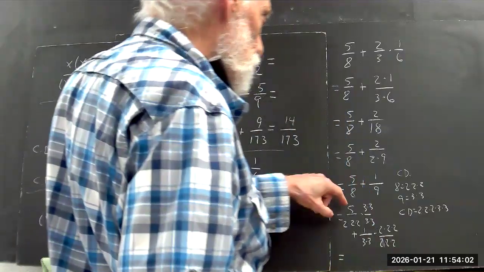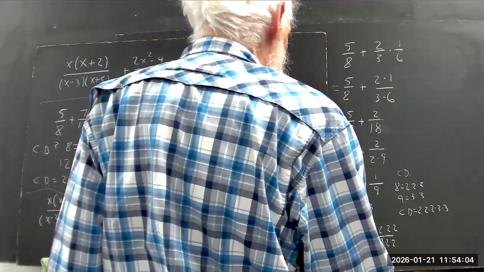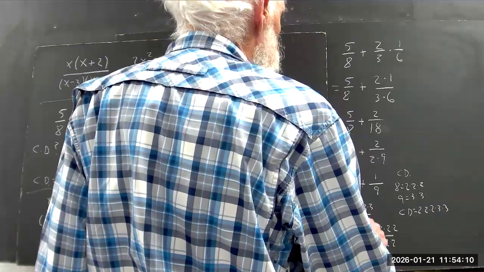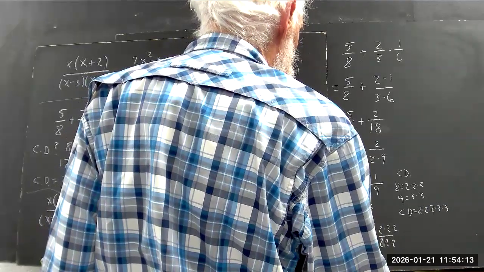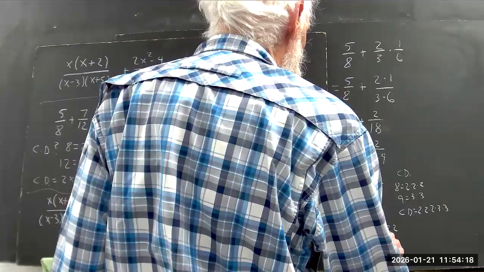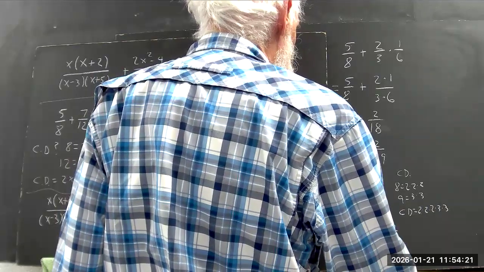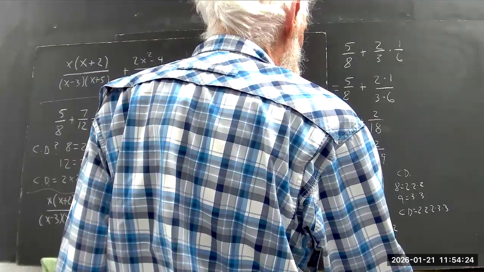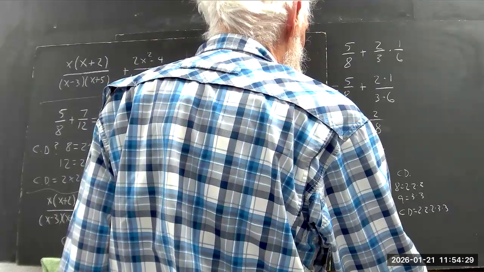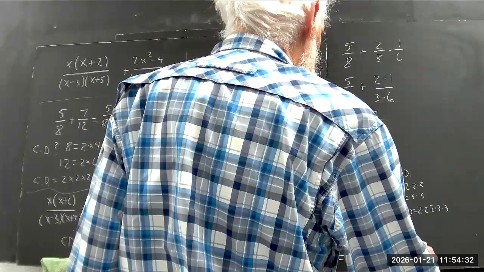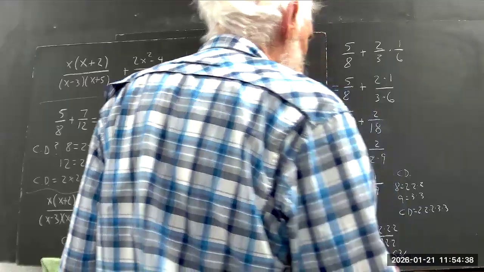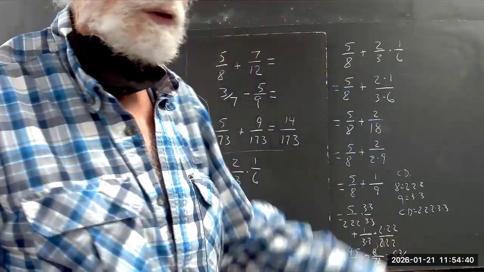And then I can multiply it out. 5 times 3 times 3 is 45. 2 times 2 times 2 times 3 times 3 is 72. And then it's plus 2 times 2 times 2 times 1 is 8 over 72. And that equals 53 over 72. Nothing divides 53, so you can't reduce this.